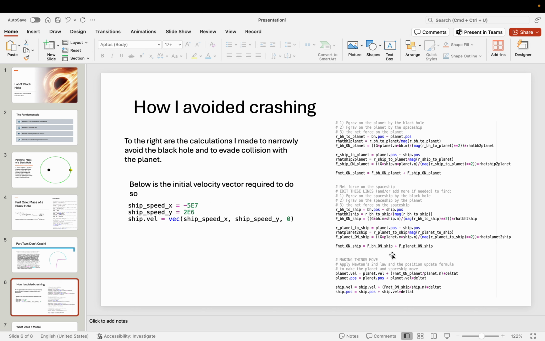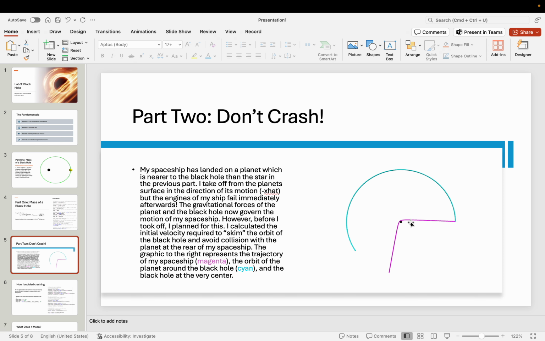Then we have to get the planet velocity to actually make things move, the planet's position, the ship's velocity, the ship's position. And then after that, you kind of just have to mess around and try different velocities in order to get a situation like this one where you narrowly avoid getting sucked into the black hole, but also escape the system.